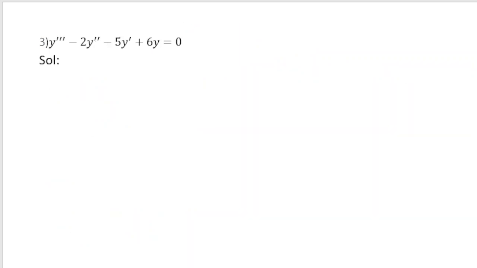So let us move to the next problem. Here we have taken a higher order problem, meaning a problem of order 3. So its auxiliary equation will be a polynomial of degree 3. So how to solve it? The first step is the auxiliary equation. So what is the auxiliary equation? m cube minus 2m square minus 5m plus 6 is equal to 0, right?